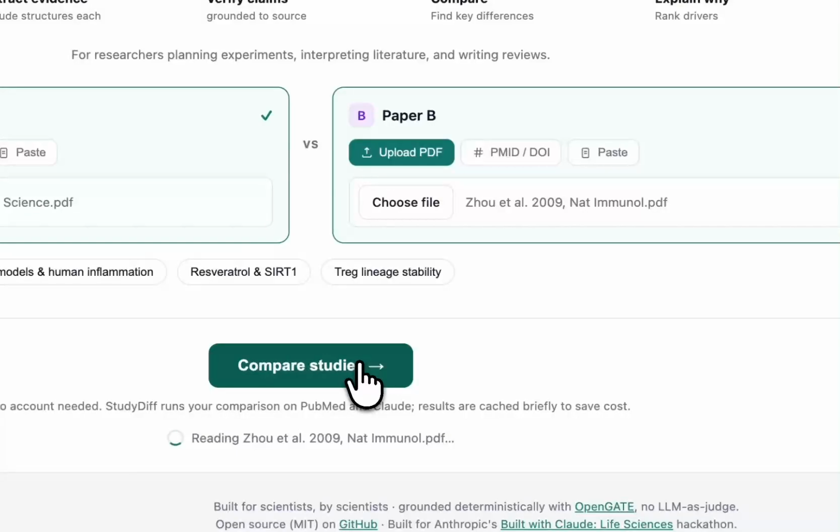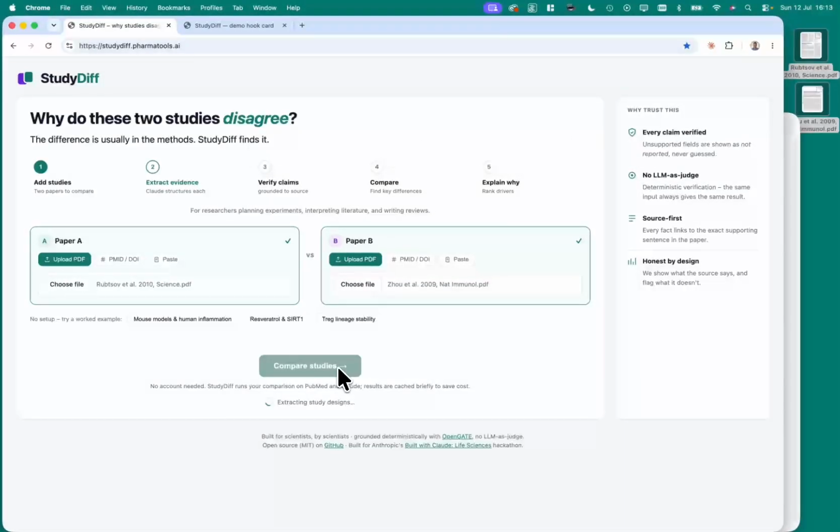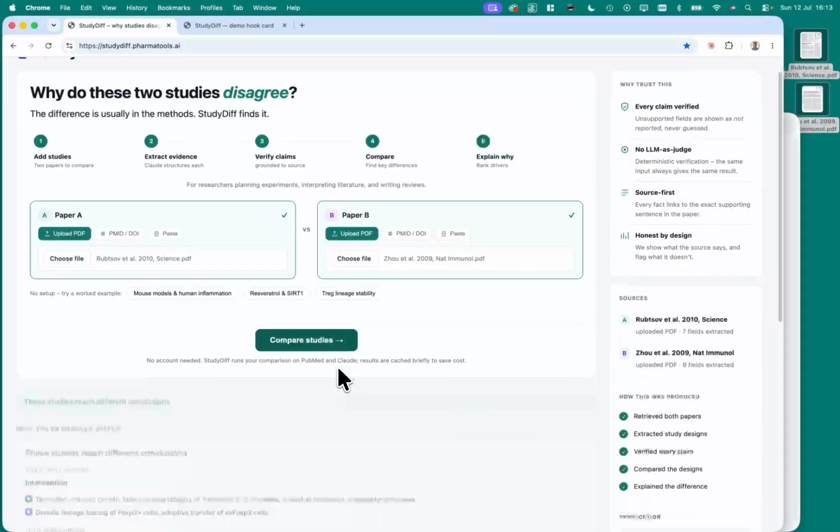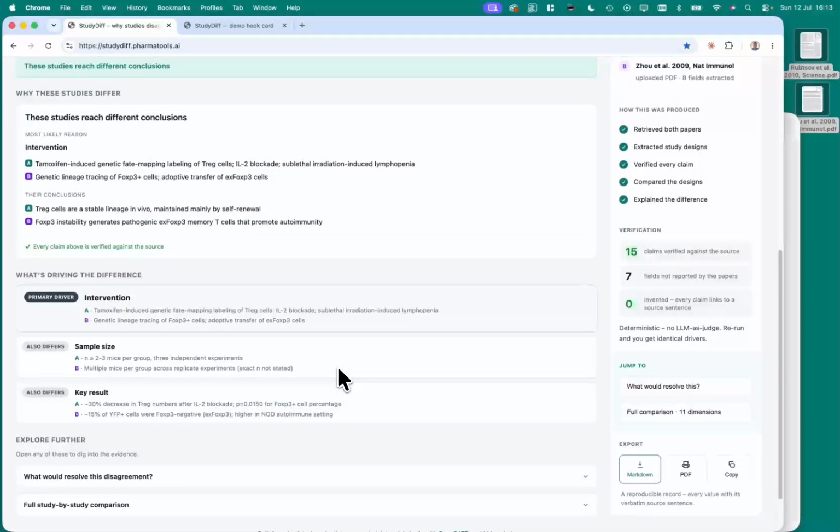Just drop in two PDFs, and Claude reads each paper and fills a fixed schema, a quote required for every field, turning it into a structured study card where every extracted finding is linked to a verbatim quote from the source. Before anything is compared, a deterministic grounding check verifies every quote against the original paper.